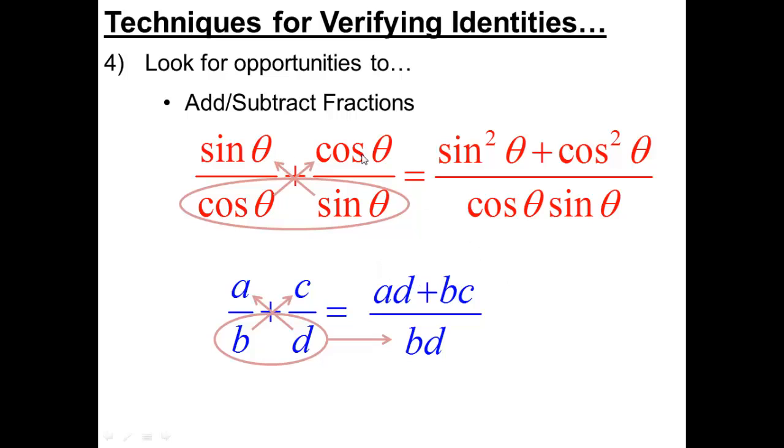I've now taken these two fractions and turned them into a single fraction. If I'm looking at an identity and I see the left side has two fractions but the right side only has a single fraction or no fractions at all, then that tells me that somehow I need to add those fractions together to replace them with a single fraction, which could probably then be reduced further.